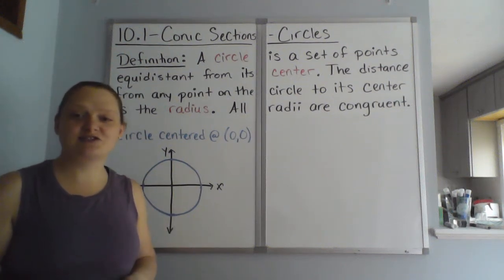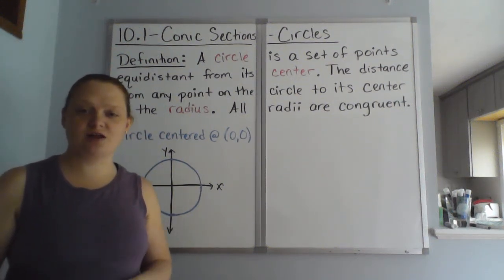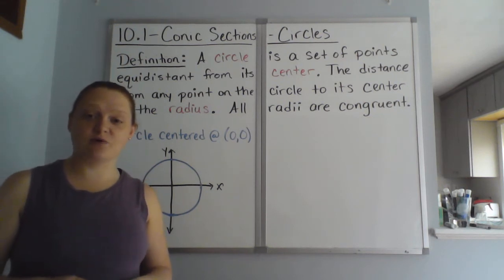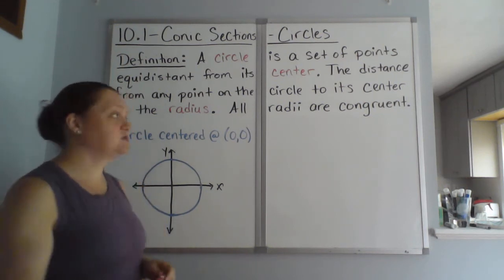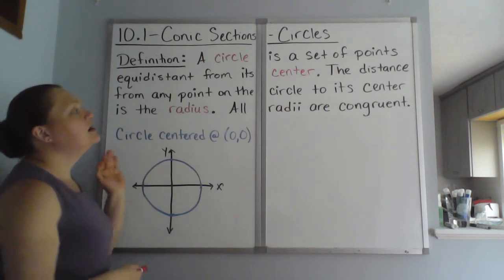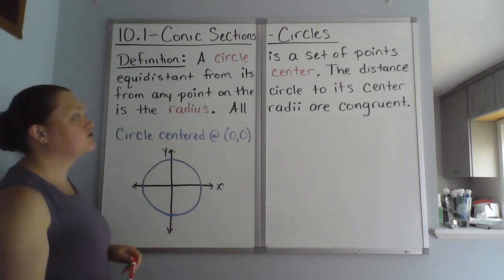Today we're going to take a look at section 10.1, which is the introduction to conic sections, and the first of the conic sections that we're going to study are circles. Okay, so we have our definition of a circle here. A circle is a set of points equidistant from its center.